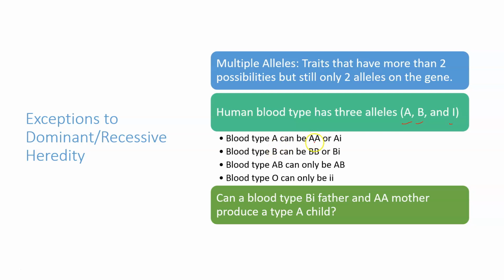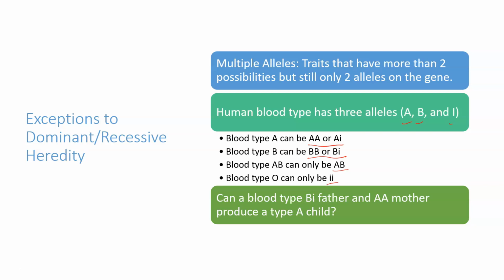But if you have blood type A, you can be either big A, big A, or big A, I. Blood type B, or big B, I. Blood type AB, you can only have an A and a B. And blood type O, you can only have 2 O's.